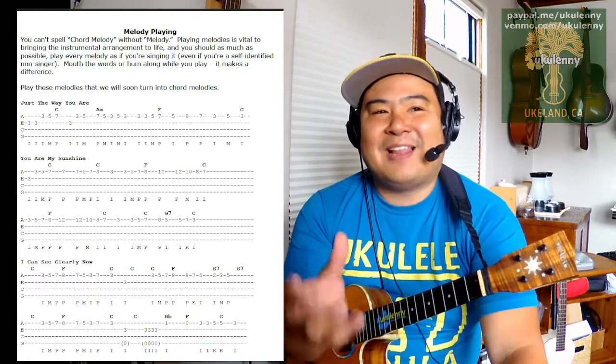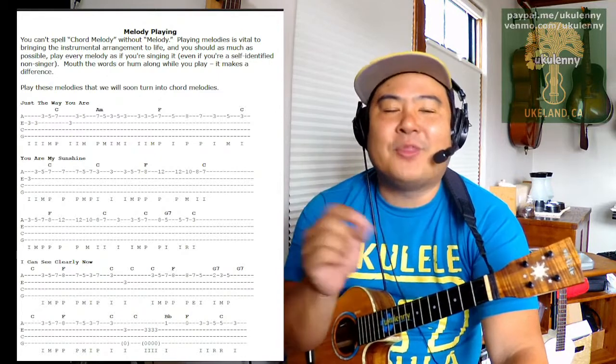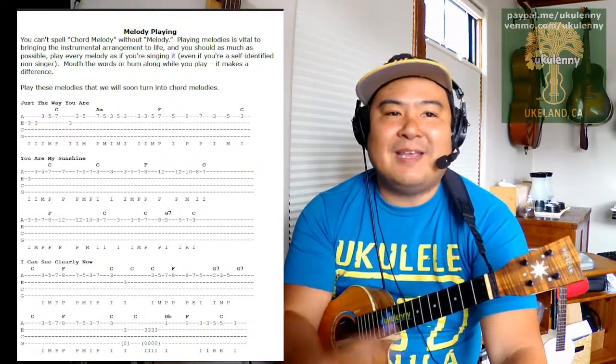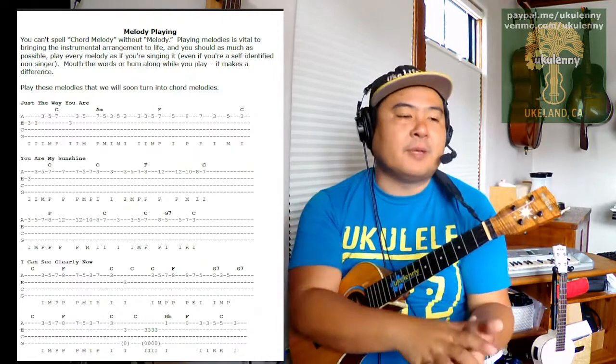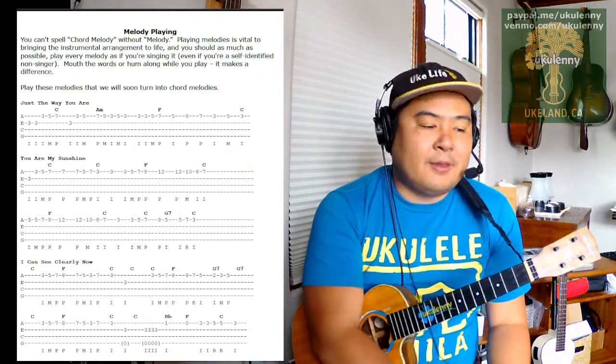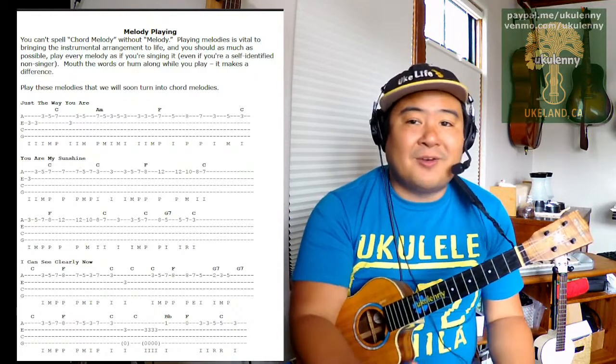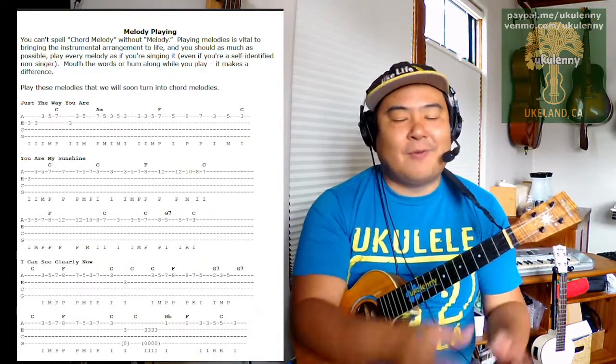Don't play like a robot. Don't just read the tab. You should know the melody and know what it is. And even as an exercise, while you're reading the chord melody, see if you can just play the melody of that song. And then the better you can play the melody on its own, of course, the better you can play once you add the chords.